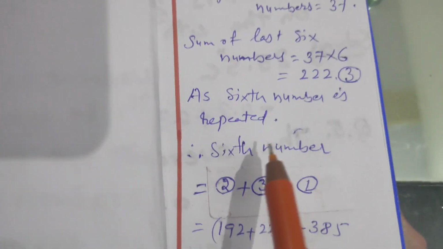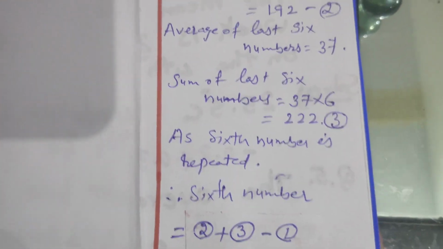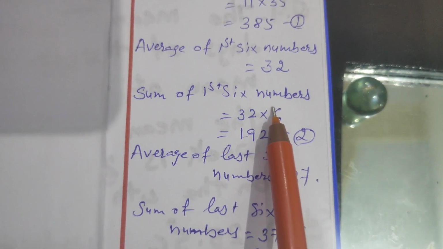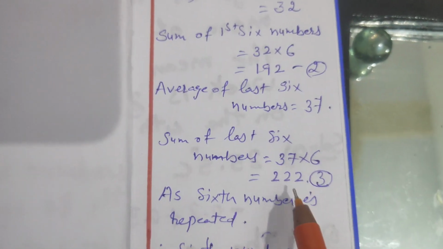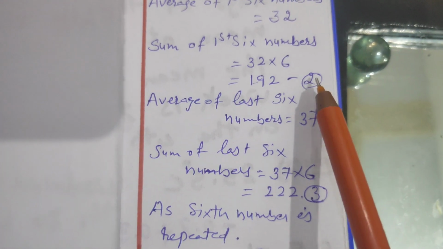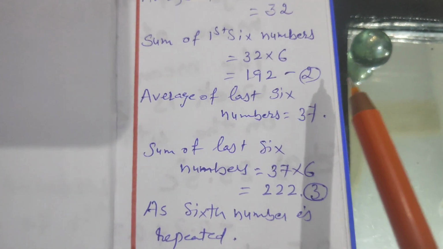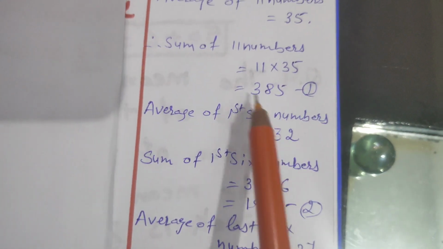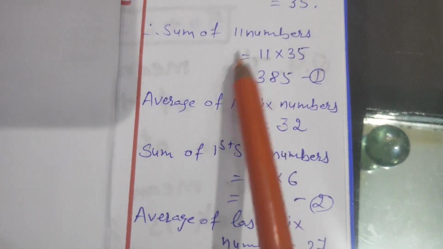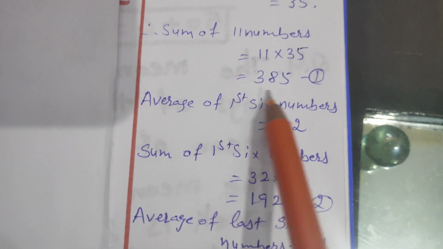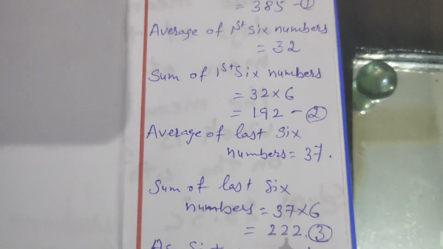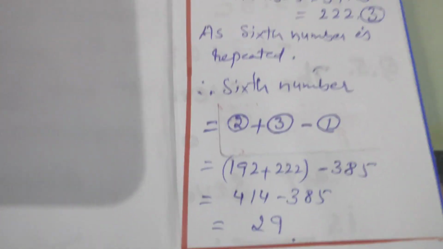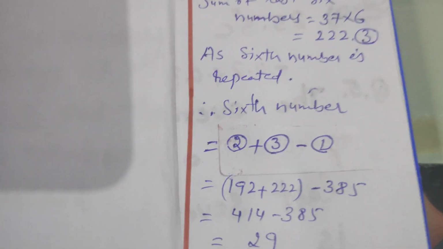And as the number 6 is repeated, how will we find it out? Because here also number 6 is there and here also number 6 is there. So we will add up these two equations 2 and 3, and out of this we will subtract all the 11 observations. So we will be left with the repeated observation, that is the 6th one, like this. So we will arrive at the answer 29.